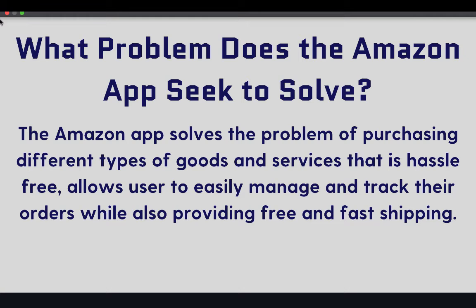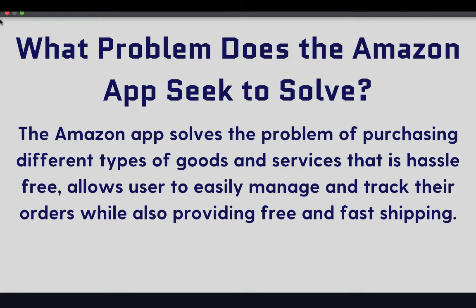And so what is the problem? When you guys are studying these different apps, and we are going to study Amazon in one of our assignments, the Amazon app, going through the experience, you'll have to come up with, we're going to be practicing coming up with the problem statement. The Amazon app solves the problem of purchasing different types of goods and services that is hassle-free, allows users to easily manage and track their orders while also providing free and fast shipping.